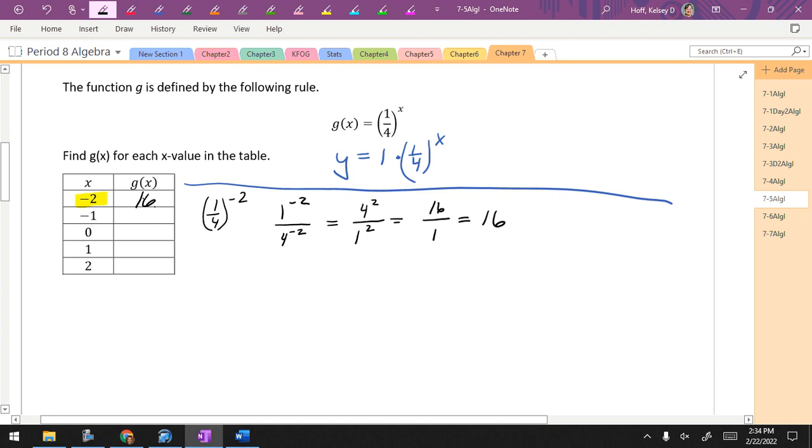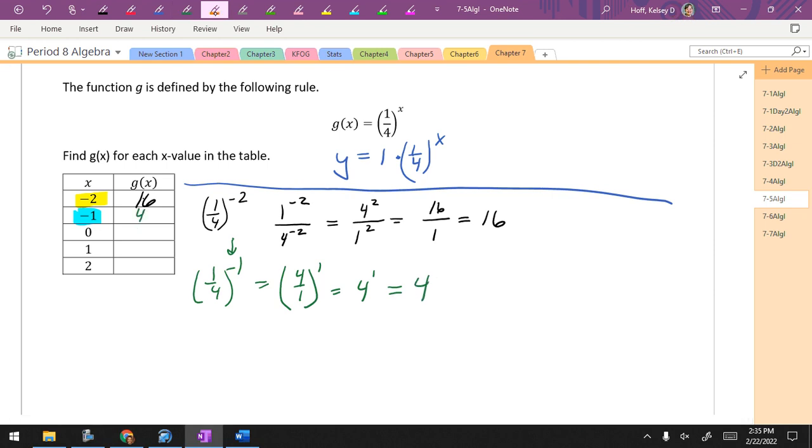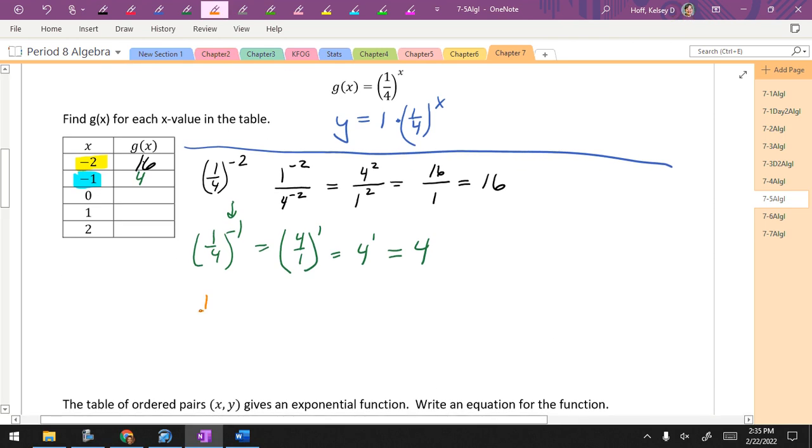Okay? Because that exponent is negative, let's look at the next one. I'm going to show you a tip here. Okay? 1/4 to the -1st. When I see that negative out here, what I do is I just flip everything on the inside. So instead of 1/4, I really have 4/1, or in other words, 4 to the 1st power, which is 4. Then I take 1/4 to the 0 power, which is 1. Nicely done.